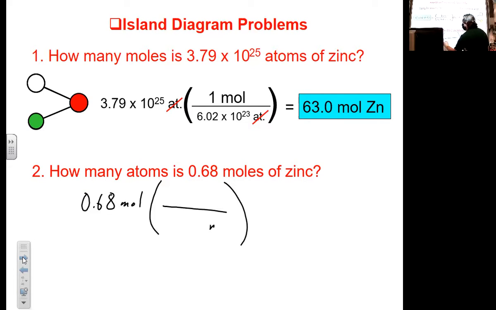Moles to the bottom. Now that you know that moles are on the bottom, you can remember something I said about the first one. Anytime you have mole, what number goes with it? Rock and roll. And what am I trying to change moles to? Atoms. And how many atoms are in a mole? 6.02. There you go.